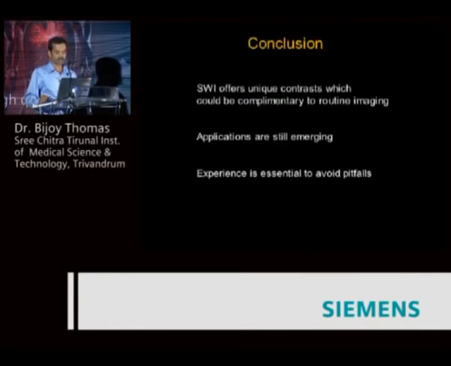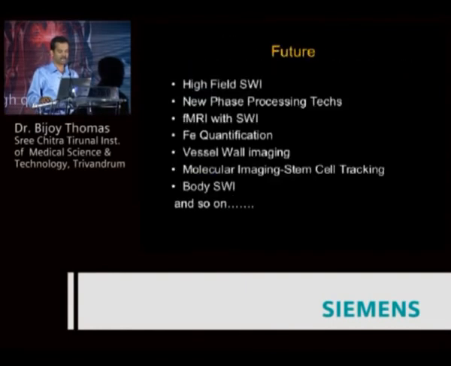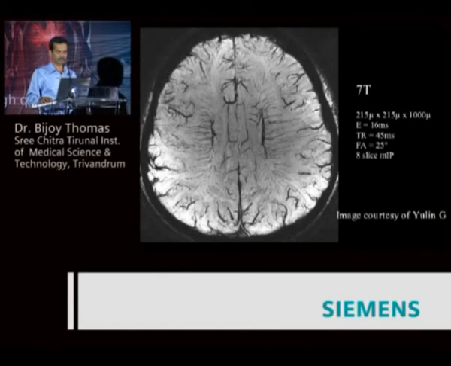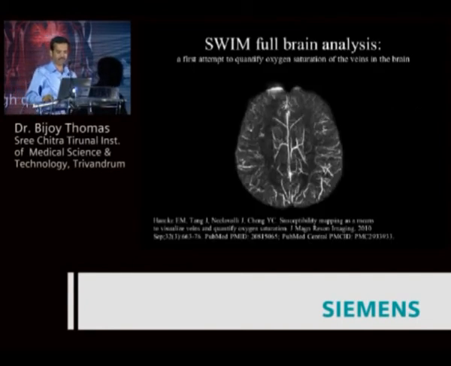So I will stop. I have some publications, we have some publications on this, and the future is high Tesla, as I mentioned. This is a 7 Tesla image with SWI; you can see these transmedullary veins very well. The next sequence coming up is SWIM. This is susceptibility mapping, so intensity mapping.